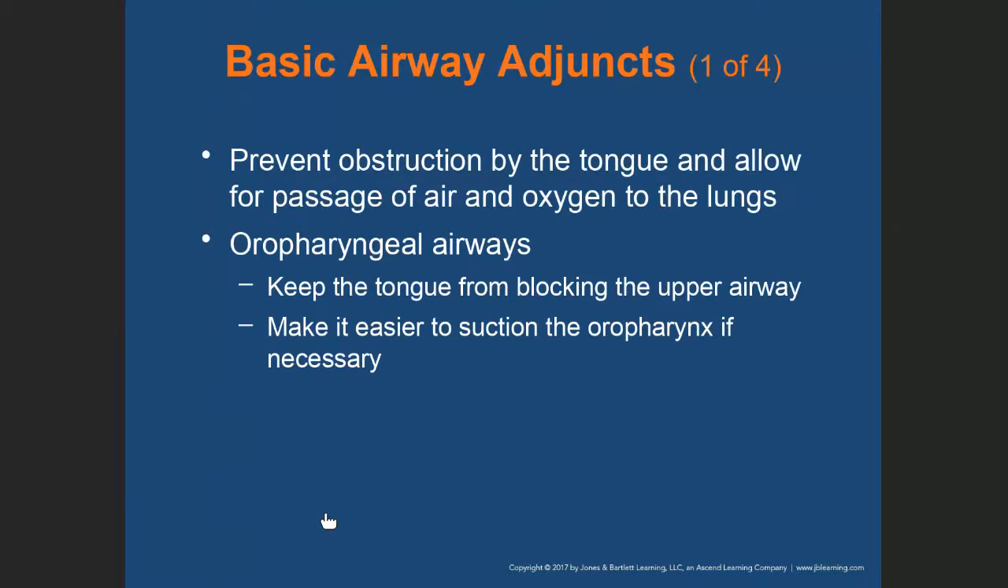So basic airway adjuncts prevent obstruction by the tongue and allow for passage of air and oxygen to the lungs. So you have the oropharyngeal airway or oral airway, which goes into the mouth. It keeps the tongue from blocking the upper airway and makes it easier to suction the oropharynx if it is necessary. And you can use it to aid you in a patient in which you might not be able to turn that patient as a unit.